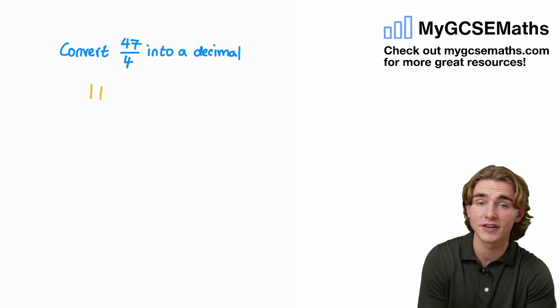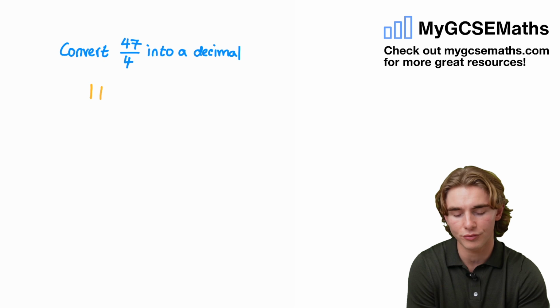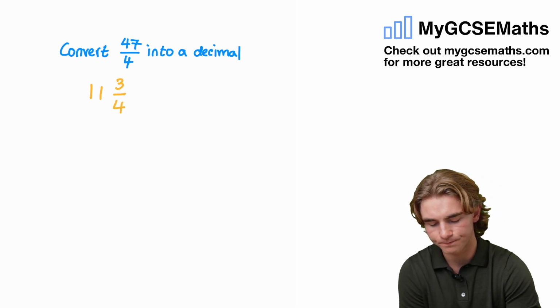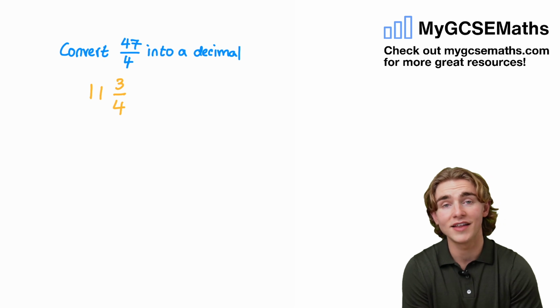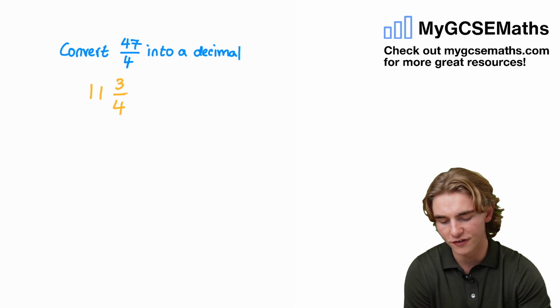And then what's the fraction going to be? Well, how many bigger is 47 than 44? It's 3 bigger, so we have 11 and 3/4. Where do we go from there then, guys? It's going to be a little bit easier from here because what we can do is we can just write our 3 over 4 as a decimal and then add that onto the end of our 11.